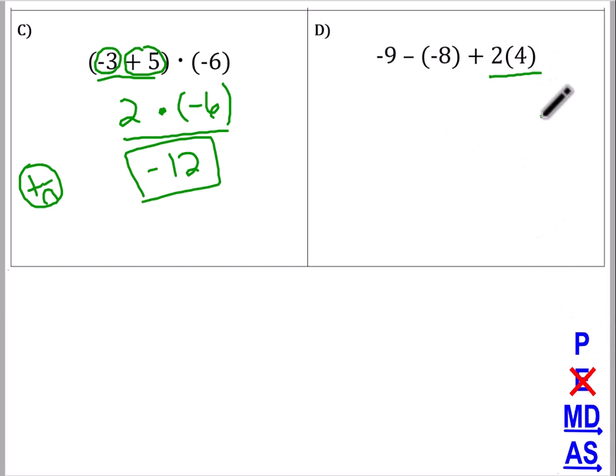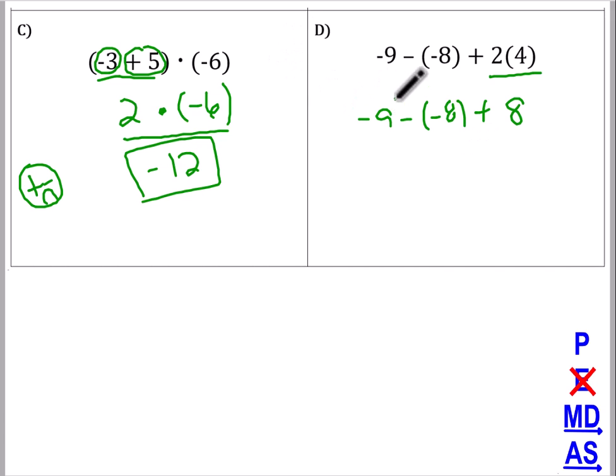division, which is this 2 times 4, and 2 times 4 is 8. So I'm going to replace that with an 8, and I'm going to bring everything else down. Negative 9 stays the same, minus parentheses, negative 8, and bring down the plus sign. All right, now we're done with multiplication and division. All I see here is some subtraction and some addition. So when you're combining, adding or subtracting more than 2 numbers, go in a row and go from left to right.